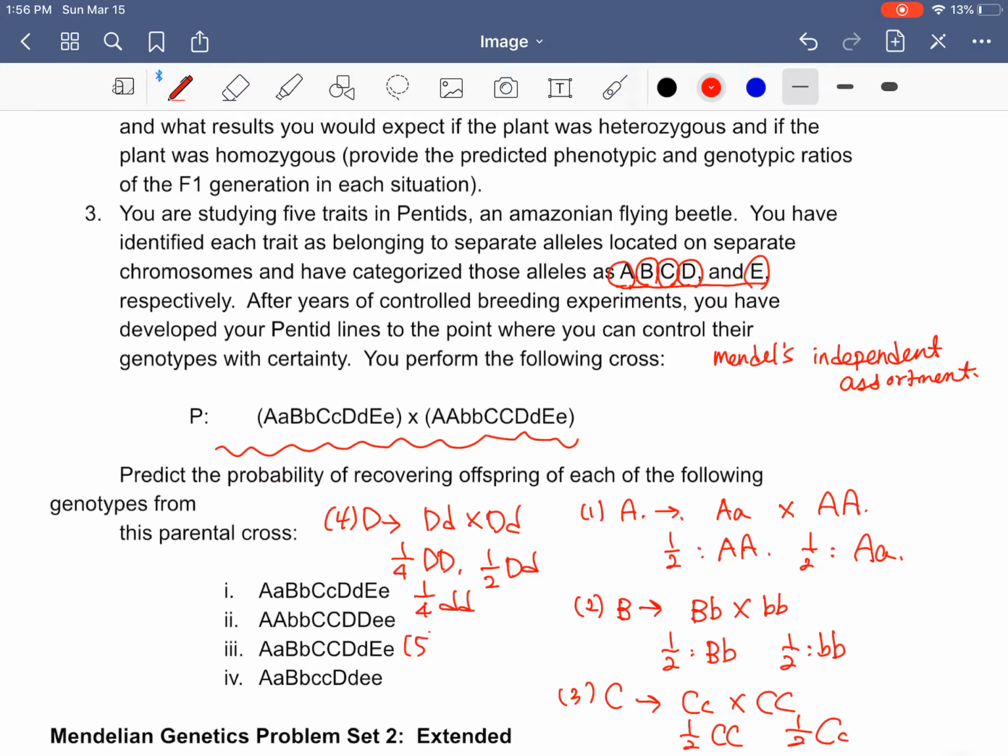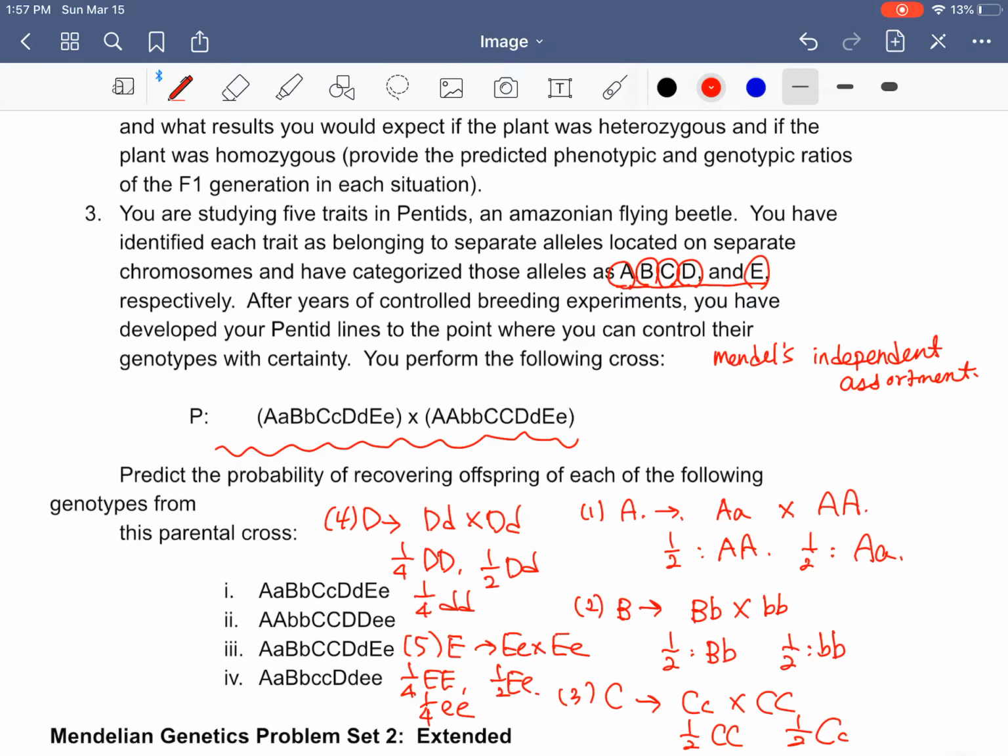And last but not least, if we look at the E allele, it's also two heterozygous crossed. So it would be the same as D. We would have 1/4 for both homozygous dominant and homozygous recessive, and 1/2 for heterozygous. So those are our probabilities for each set of inheritance.